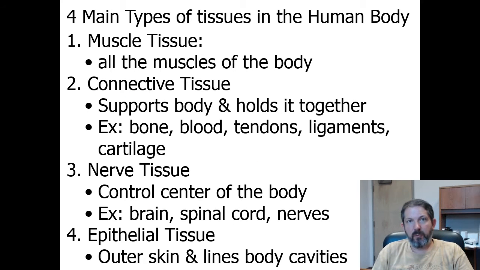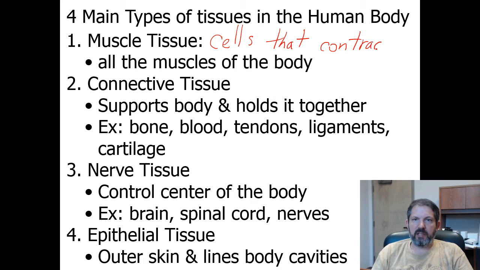You have four main groups of tissues: muscle, connective, nervous tissue, and epithelial tissue. Muscle tissue is pretty simple to understand. It's what moves your body, and so these are cells that can contract. And muscle cells are very large in terms of cells, especially very long.